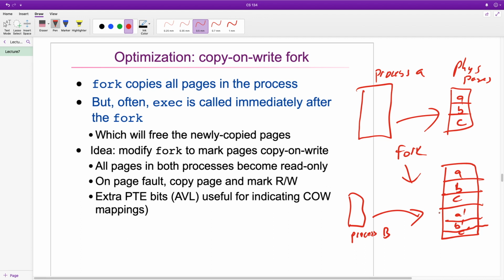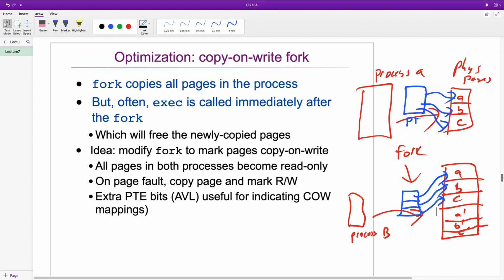Let's see how to describe this or write this. So here's what we'll do. In process A, let's actually show our page table. So here's our page table, right? And it points to A and B and C, not necessarily in that order. And what we will do for process B is create its own page table, and we'll reference the same A and the same B and the same C.